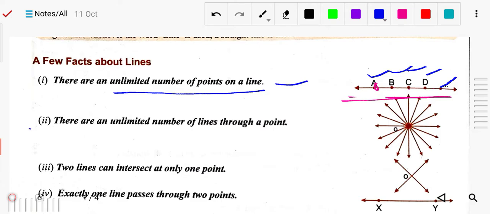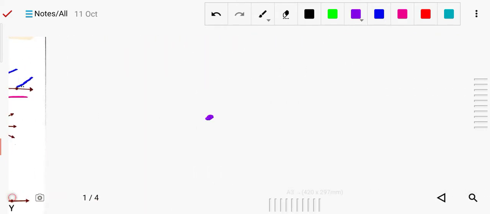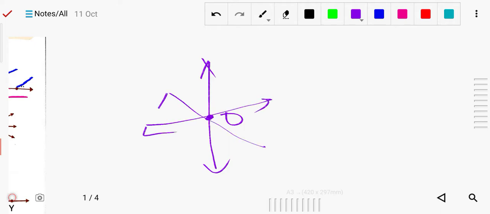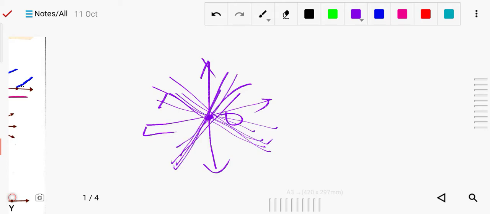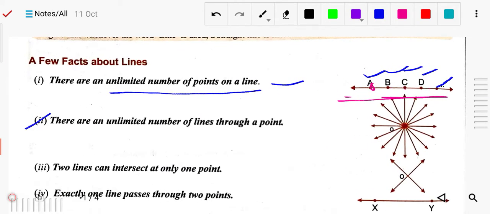Got it? Next is that there are an unlimited number of lines through a point. If I have a point, with any name like O, and from here I want to pass a line, how many lines can be passed? So many lines; it is unlimited. Many lines can be passed through a point. Yes, of course. So this fact says that there are an unlimited number of lines through a point.